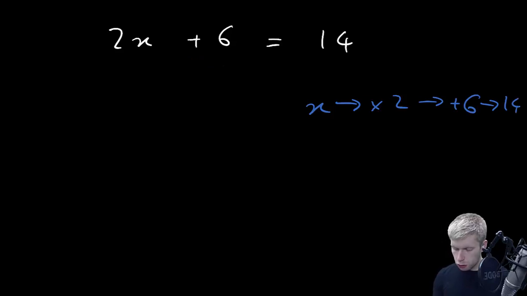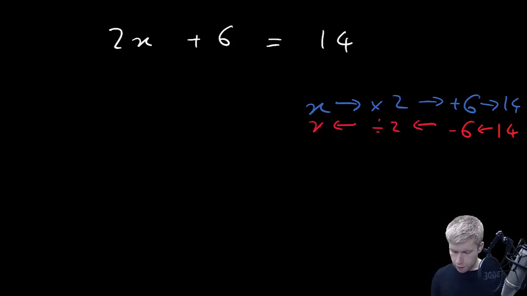14. So logically, if I work my way backwards, I should start with 14, then I should take away 6, then I should divide by 2, and that should get me back to my x. So what did I do first? Well, first things first, I took away 6 from both sides. Let's take away 6 from this side, take away 6 from this side.